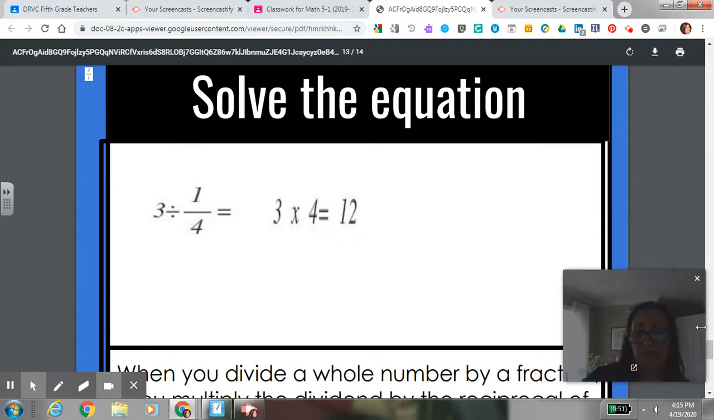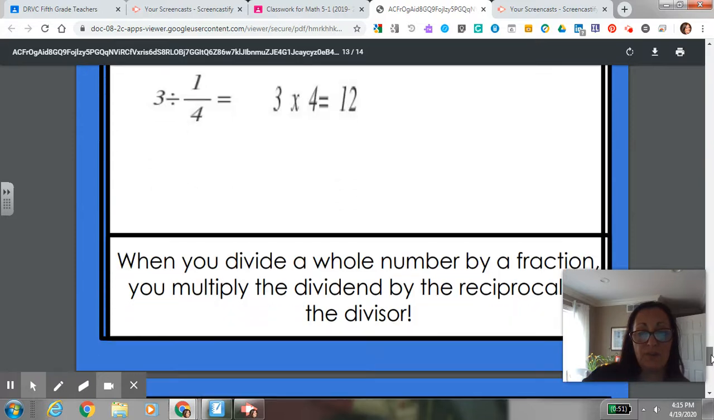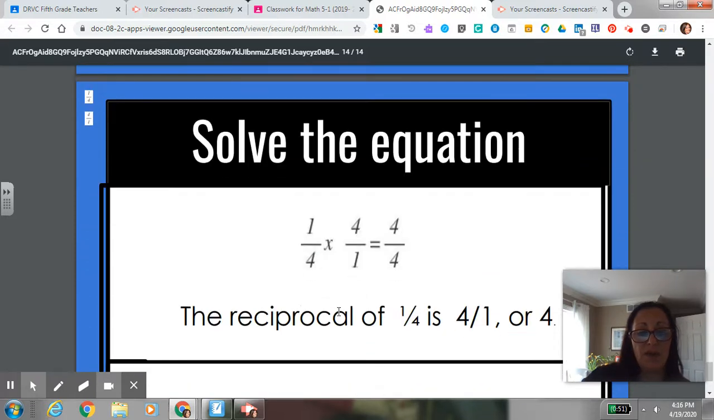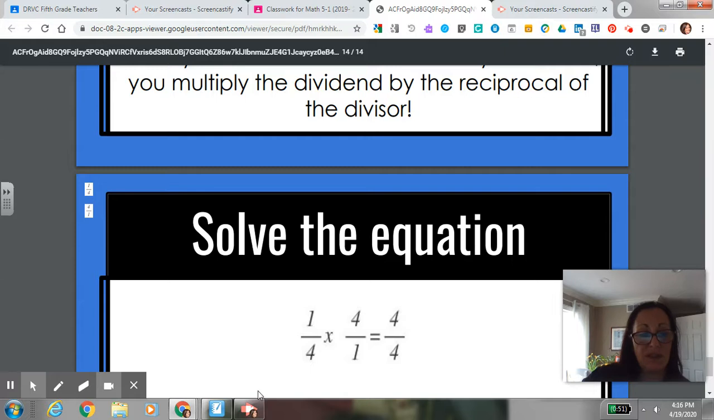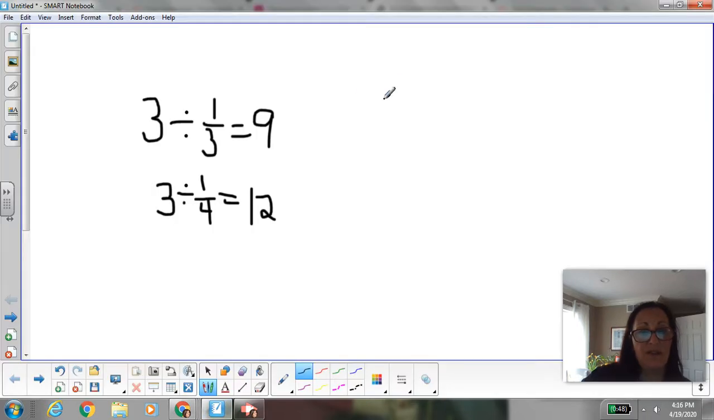What is a reciprocal? The reciprocal is basically the fraction flipped over. It is whatever number that if you multiply it by this fraction, it will turn out to be 1. That's what a reciprocal is. So you're flipping the fraction over and multiplying. Okay, that's what a reciprocal is. So let's take a look at that. Both of these can be written as multiplication problems. 3 times 3 is 9. And 3 times 4.